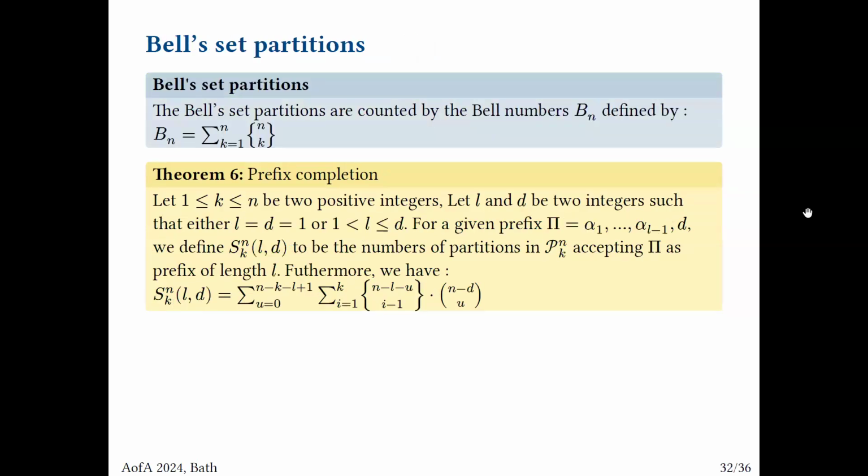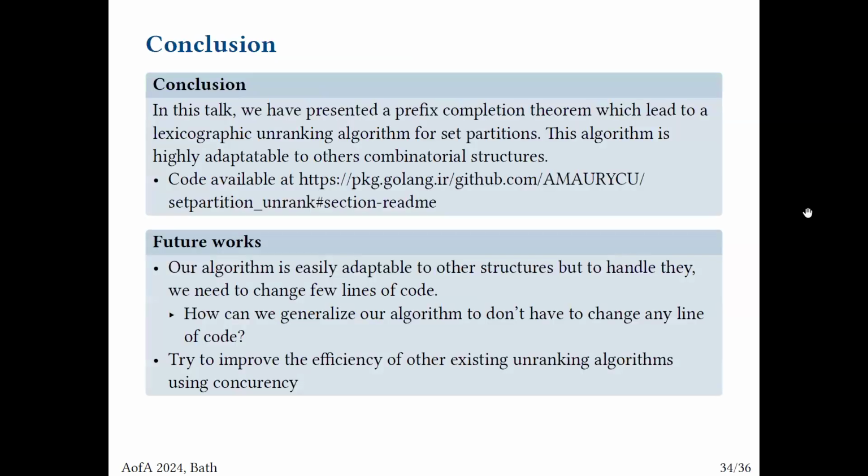So the same phenomenon happened in the context of Bell set partitions, which are set partitions with a variable number of blocks, in which, in the prefix completion theorem, we replace Stirling numbers of the second kind by Bell numbers. So as a conclusion, in this talk, we present a prefix completion theorem that allows us to generate set partitions in lexicographic order using an unranking algorithm.